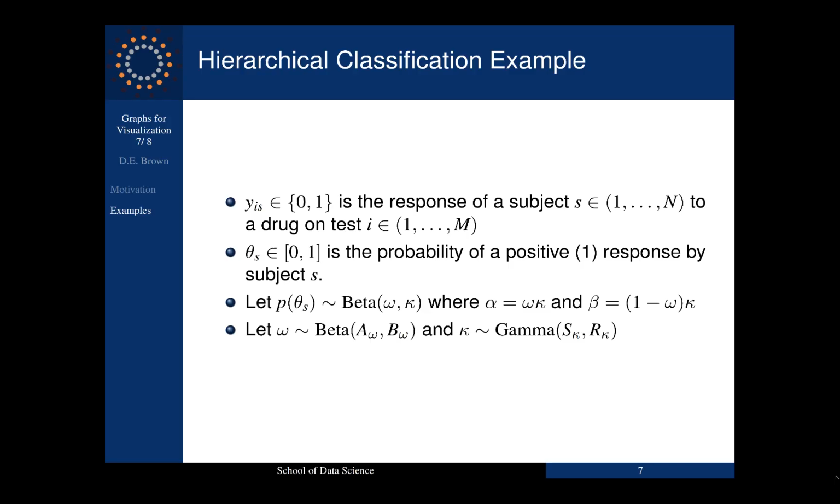Okay, and we're going to make this a little bit more complicated in what's called a hierarchical model, which we will be talking about later in the course, in that we're going to put a prior distribution on the parameters of the beta, the prior for the probability of a positive response. So on the omega parameter, we're going to put a beta with parameters A and B, and on the kappa, we'll put a gamma, since it has to be non-negative, with parameters S and R for scale and rate.